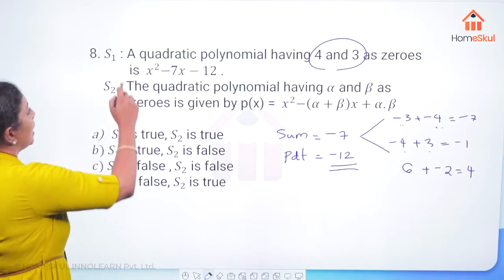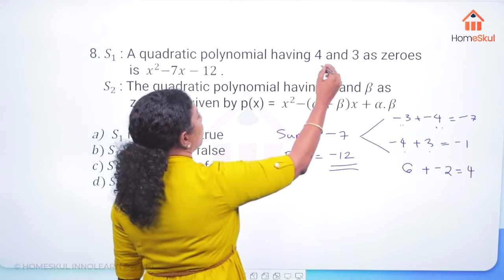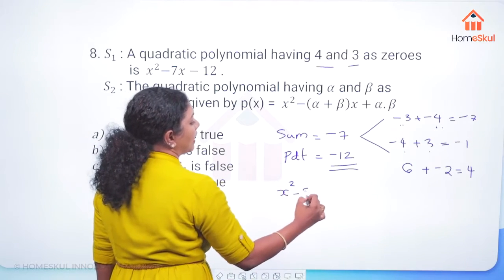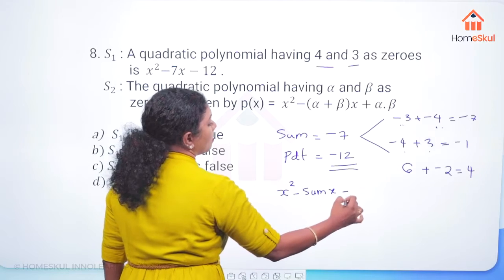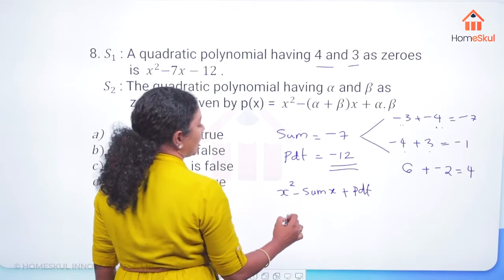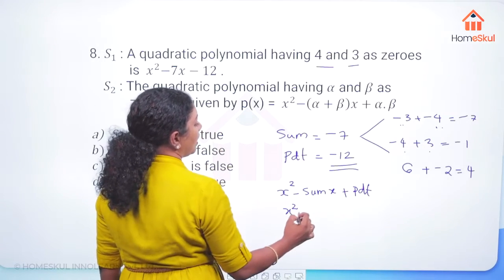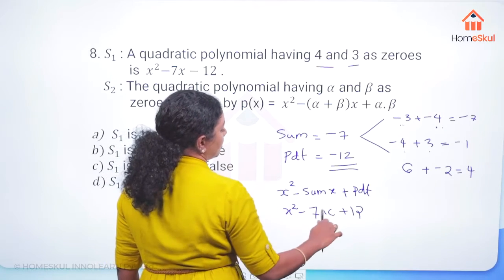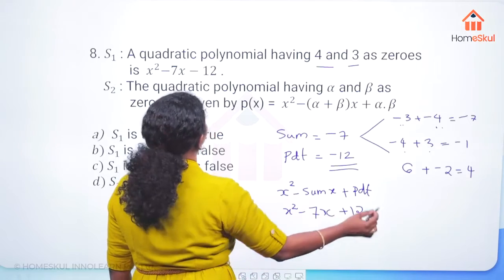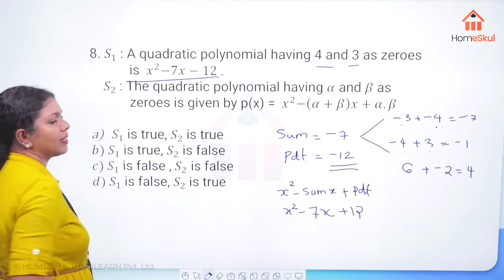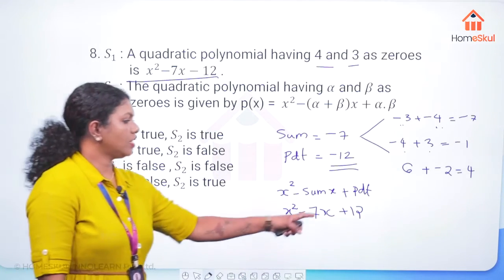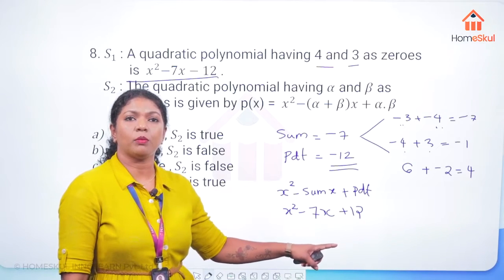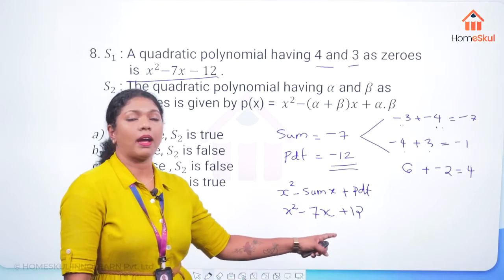What is the question? A quadratic polynomial having 4 and 3 as zeros. You can write it as x square minus sum into x plus product. So it will be x square, the sum will be 7x, the product will be 12. So it is x square minus 7x plus 12. Am I right? Isn't it the quadratic polynomial we are supposed to get? X square minus 7x plus 12.